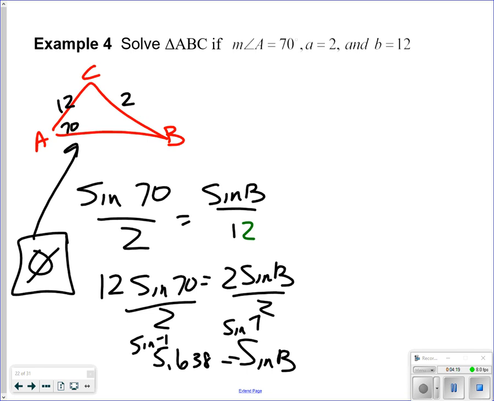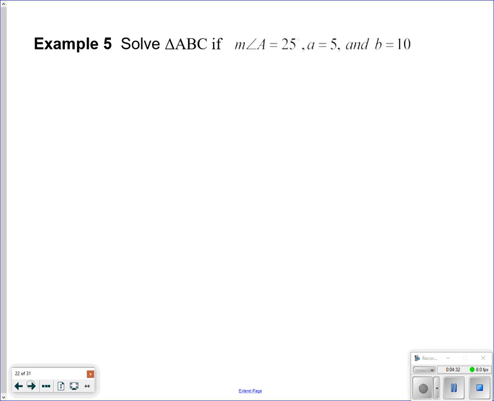If you had a 70-degree angle and the side opposite is only 2, this side cannot be 12 and make a triangle. The side 2 is not long enough to actually make an angle measure. So again, you would write no solution. All right, now comes the big one.